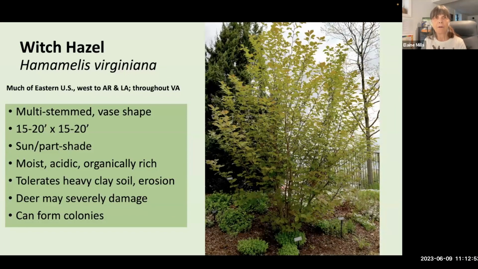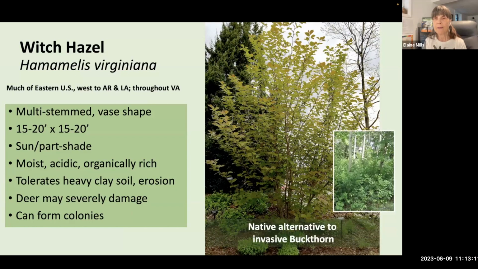The last of our understory shrubs to bloom in the garden is witch hazel, Hamamelis virginiana, a multi-stemmed shrub, 15 to 20 feet in height with a vase shape. This could be a great native alternative if you're removing invasive buckthorn. It's attractive as a specimen or a patio tree, and because it can form colonies, you could allow it to spread in a woodland area.